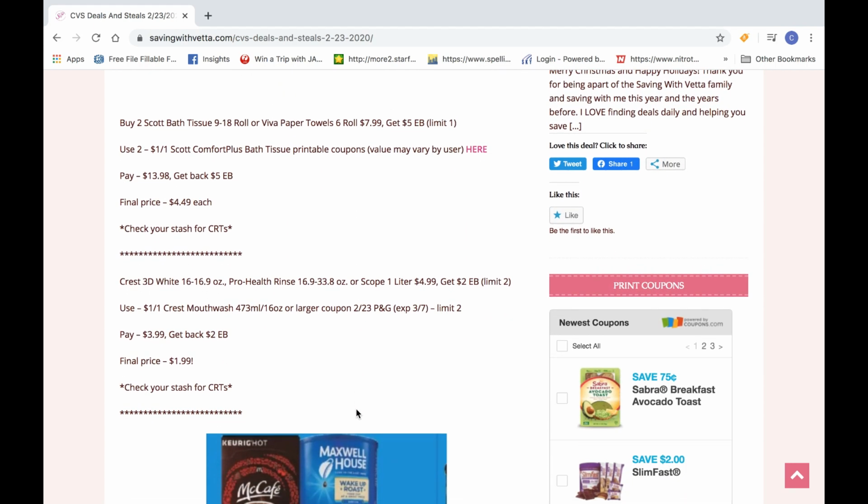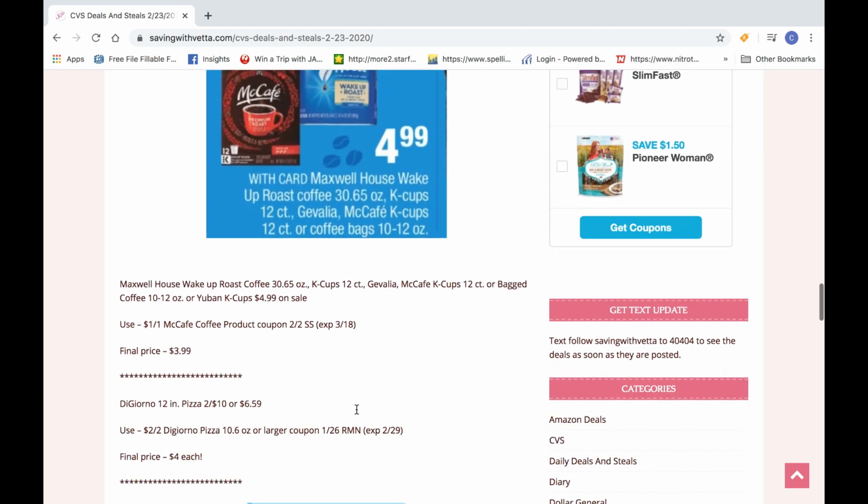Crest 3D White, these are $4.99, and you get a $2 extra buck when you buy two. Use the $1 off one coupon. Pay $3.99 and get $2 back, making these $1.99 each. And we do have an oral care CRT that printed before also that you can see if you have and pair it with this deal or with any of the other oral care deals that we have going on if you haven't used that coupon yet either.